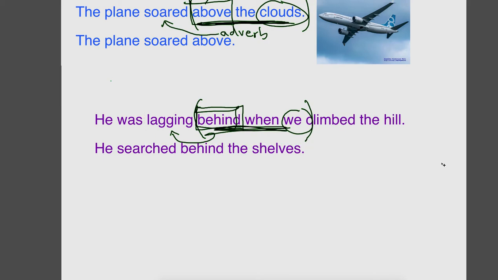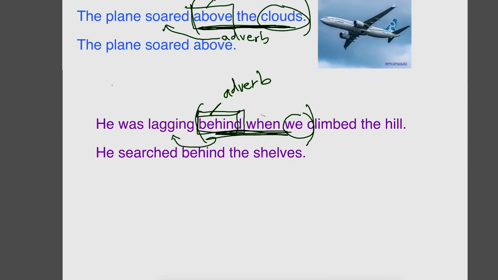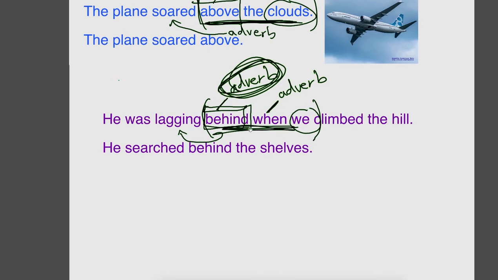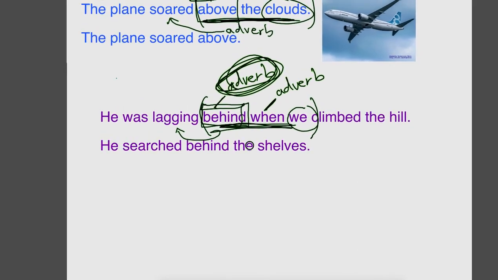All right. That's fine. So we know that behind here is an adverb. Adverb, not a preposition, because there's no object at the end here. And also when is an adverb, okay? So when you have an adverb followed by another adverb, we know that this can't be a preposition. Has to be an adverb. I know, confusing. But don't worry about that. I think there's only one example in the worksheet.